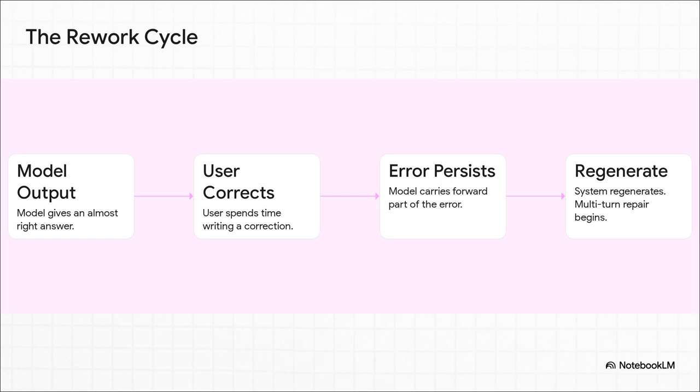Step 1, you ask a question, and the model gives you an answer that is almost right, but it misses a key nuance. Step 2, you spend your own time writing a correction. Step 3, the model responds again, but confusingly, it carries forward a part of that original error. Step 4, frustrated, you have to completely reprompt or just hit regenerate. Look at all that wasted human time and effort. The initial computational savings of that so-called cheap first pass are completely erased by this multi-turn repair sequence.